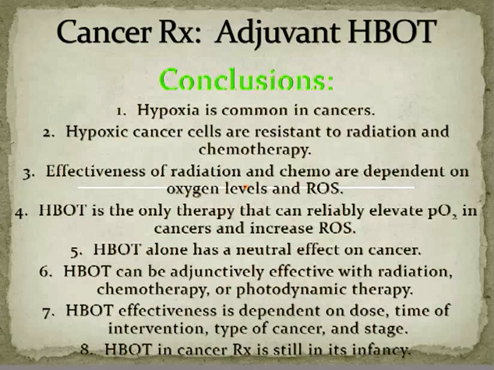So in altered and/or ischemic circulation, you're going to increase your plasmatic flow. Turns out hyperbaric oxygen in general has a neutral effect on cancer. So done in the absence of chemo, radiation, or photodynamic therapy, it's really not going to have much effect at all. And hyperbaric oxygen can be adjunctively combined with these. Its effectiveness is dependent on dose, time of intervention, type of cancer, and stage. And really, we are still in the infancy of this despite 50 years.